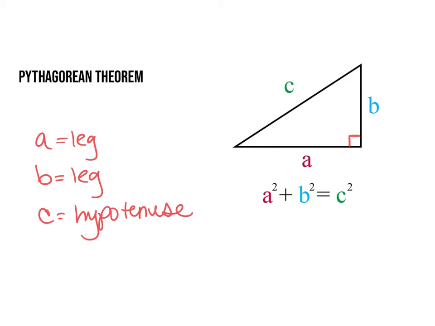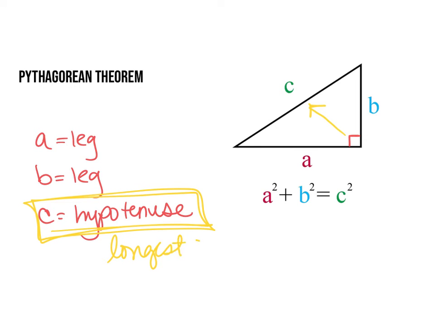So A is what we call a leg, B is also a leg, and C is the hypotenuse. The only one that really matters, that has to be the same every time, is the hypotenuse, C, and it has to be opposite the right angle. It's the longest side. A and B can be interchangeable because they're both legs. So we don't really need to differentiate what's A, what's B, but C is really important. We have to have that.